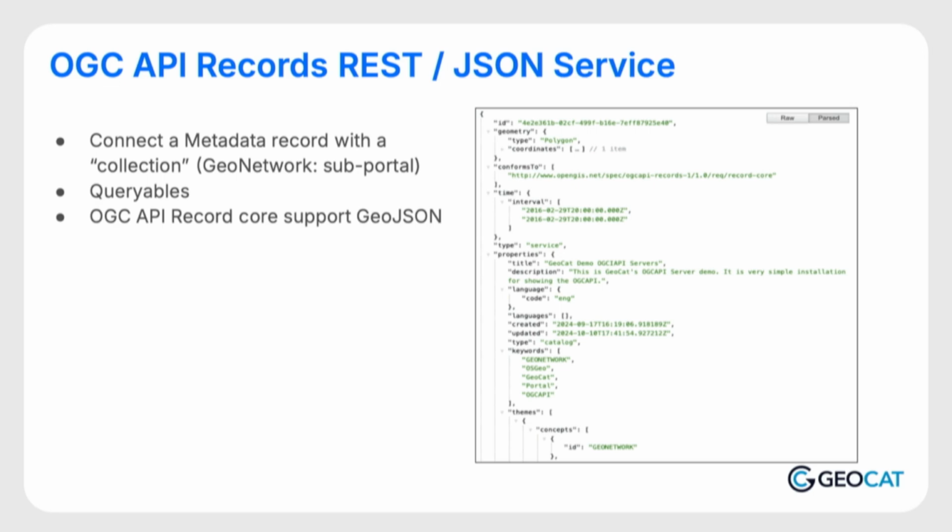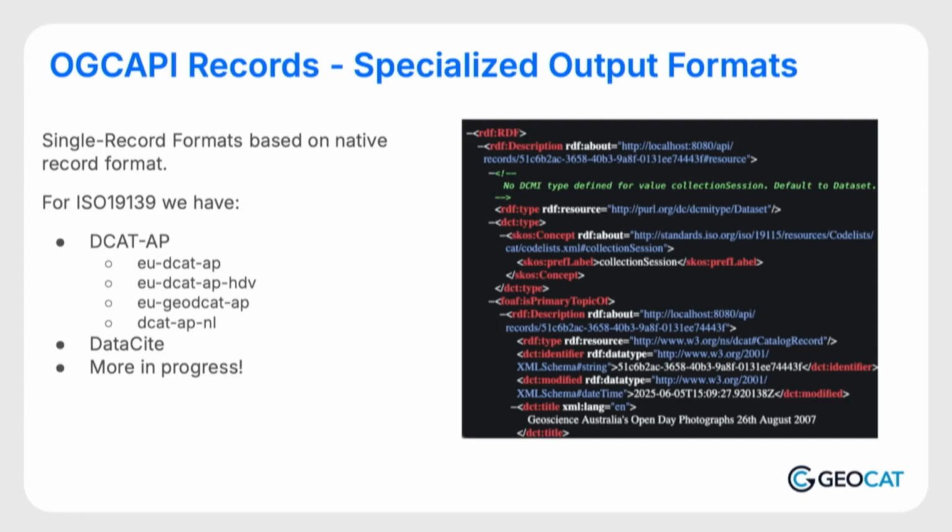So OGC API Records shows up as a REST JSON service. You can enable one of these services for every portal in your GeoNetwork. It supports queryables and the core GeoJSON format. Also through this endpoint, we have access to a lot of the GeoNetwork formatters that have been ported. So the DCAT-AP work I was just talking about, DataCite, and more is in progress. So this is for accessing a single record.